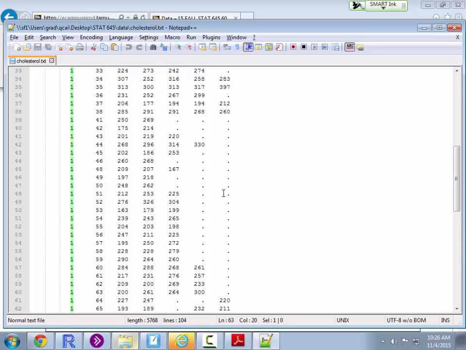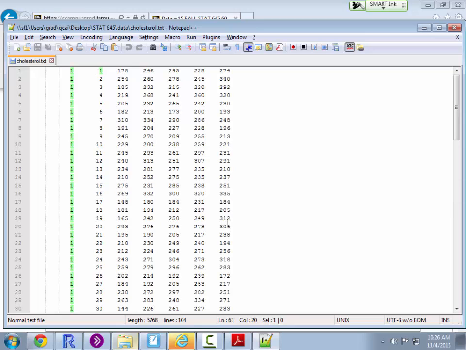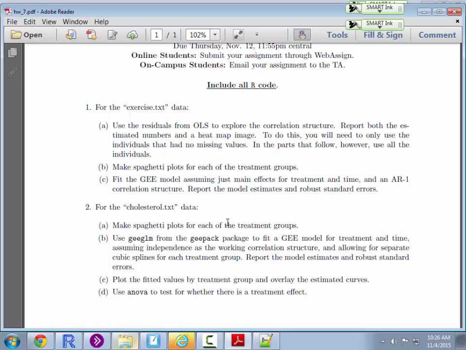There are missing values in these data. There are missing data in the cholesterol data, also in the exercise data. GEE can handle missing data, so you don't have to do anything special for it. You're going to use a new function this time. It's the geeglm function from the geepack package. That and the gee package and its associated gee function both do GEE.